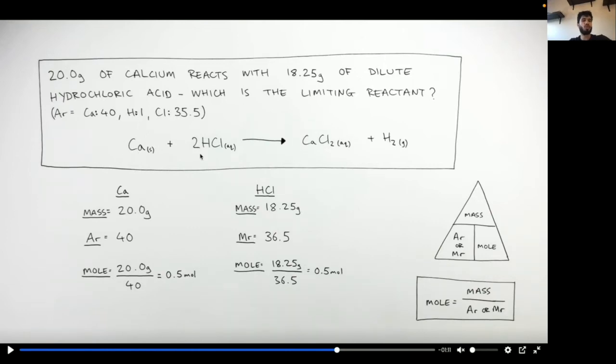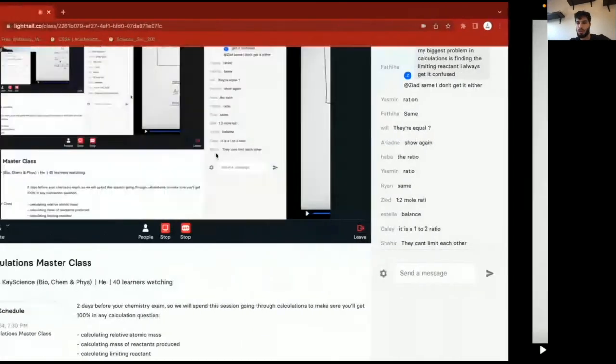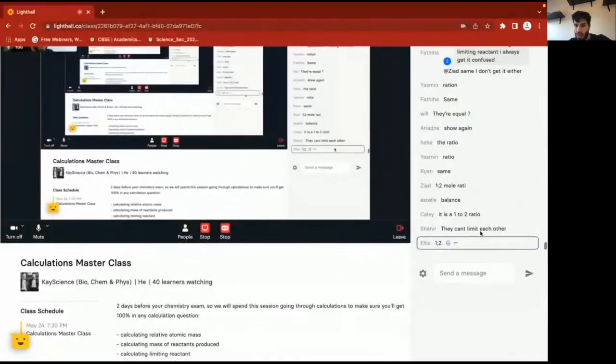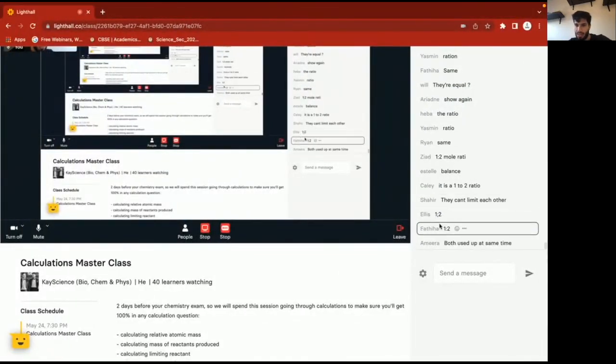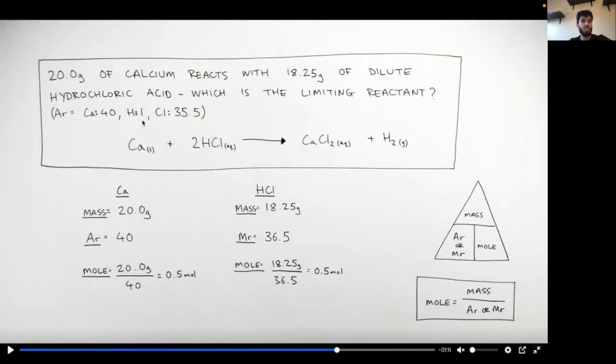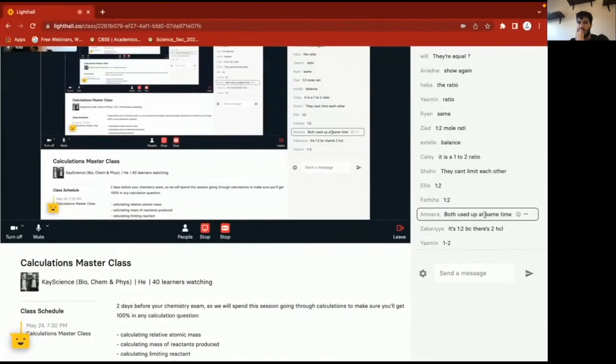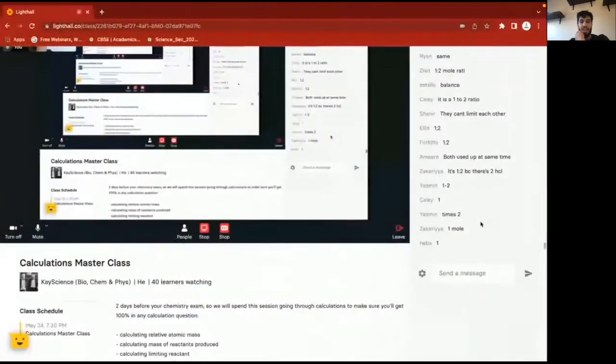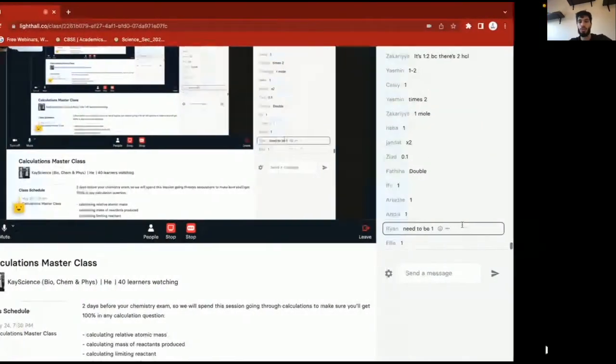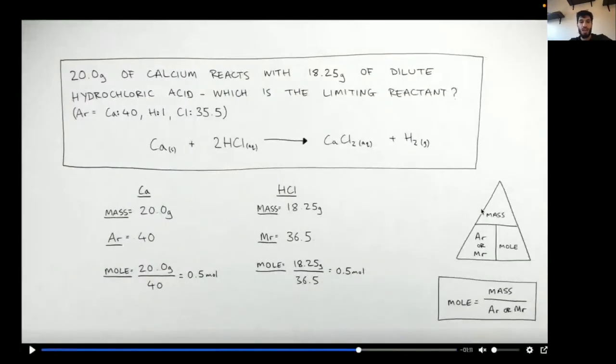What's the ratio of calcium to hydrochloric acid? Who can tell me? Who said it? Yes, Kaylee, yes, Ellis, yes, Fataha, well done. The ratio is 1 to 2. So if we've got 0.5 moles of calcium, what should the moles of hydrochloric acid be? What should it be? Exactly 1 mole, double that. Well done, Ryan, well done, Ellis.